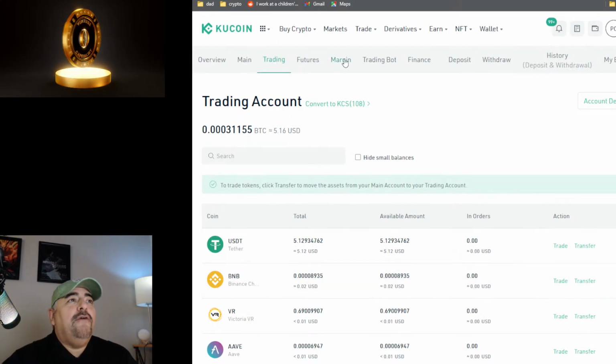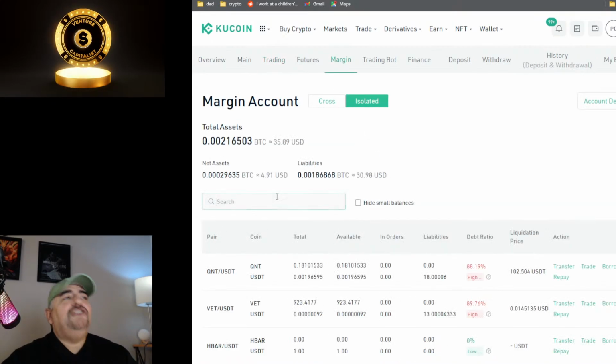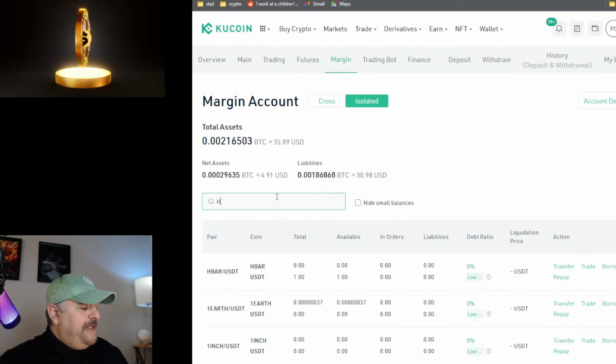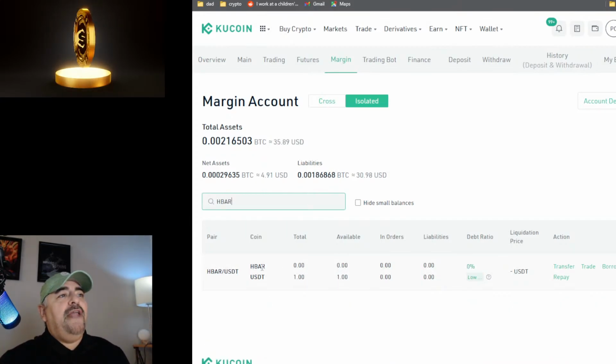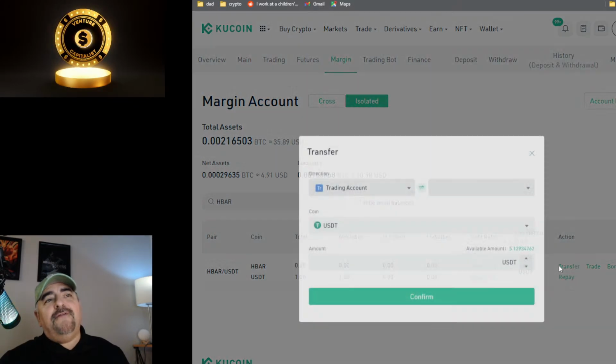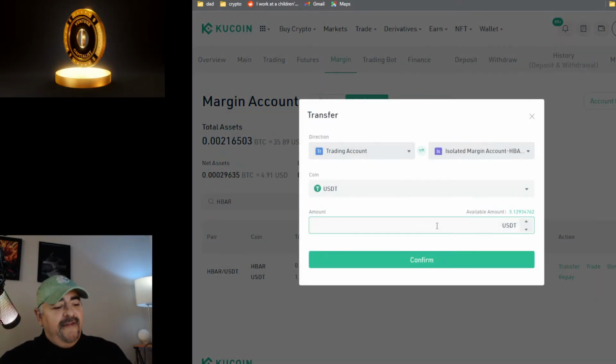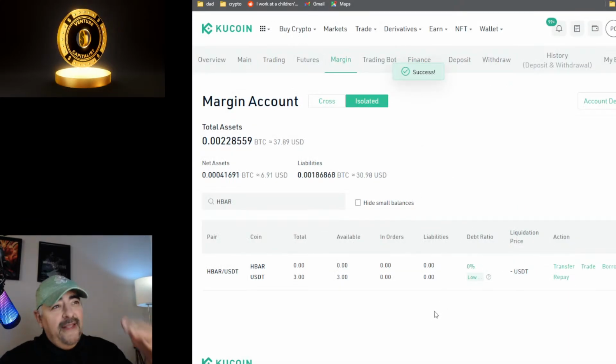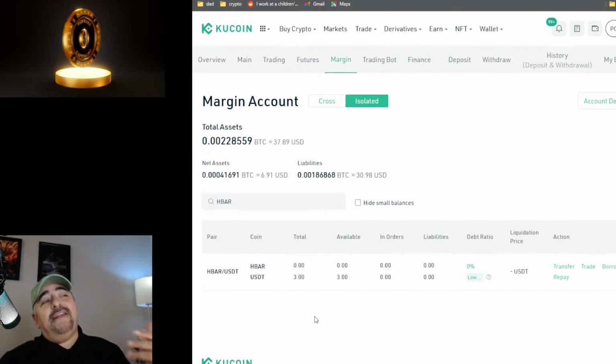margins, right? So let's go ahead and click on our margins. Now we're going to be doing a shorting position here, right? We're going to be shorting HBAR, right? So we're going to go into HBAR and we're going to transfer from our trading account. Let's send over $2. Get it over there. Now that basically goes into our USDT. We already had $1 in there, so now we have $3 over there.